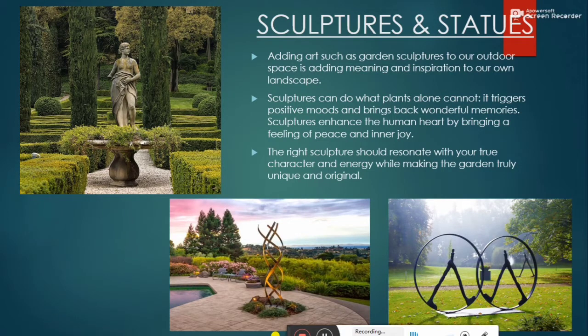Sculptures and statues. Adding art such as garden sculpture to our outdoor space is adding meaning and inspiration to our own landscape. Sculptures can do what plants alone cannot. It triggers positive moods and brings back wonderful memories. Sculptures enhance the human heart by bringing a feeling of peace and inner joy. The right sculpture should resonate with your true character and energy while making the garden.